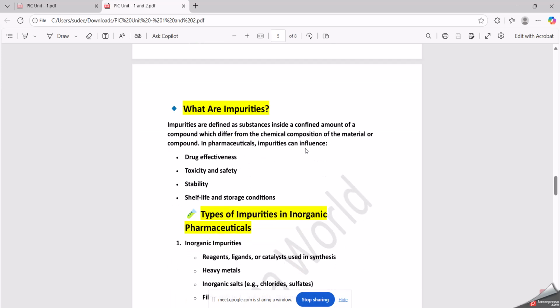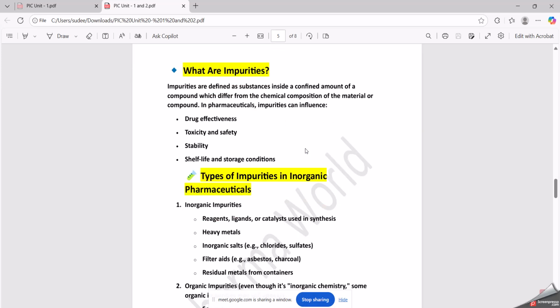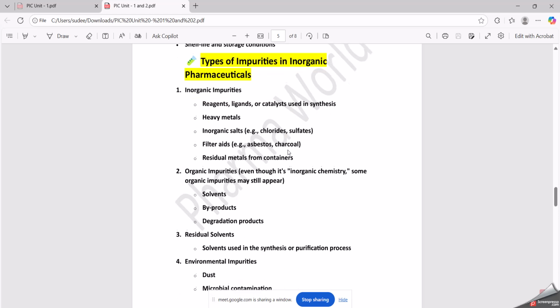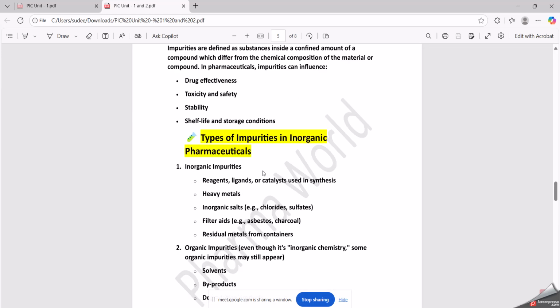Then you can expect impurities. In impurities, you can expect questions from sources of impurities or types of impurities. Impurities are defined as substances inside a prescribed or confined amount of a compound which differ from the chemical composition of a material or compound in pharmaceuticals. Impurities can influence, as you all know, drug safety, efficacy, stability, and shelf life. You may have heard these things in pharmaceutics also. The main thing to focus on here is the sources of impurities and types of impurities.